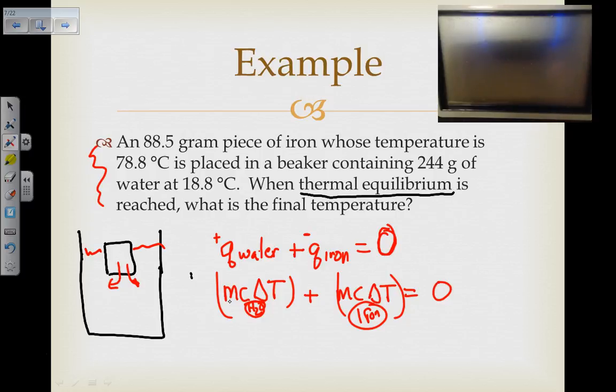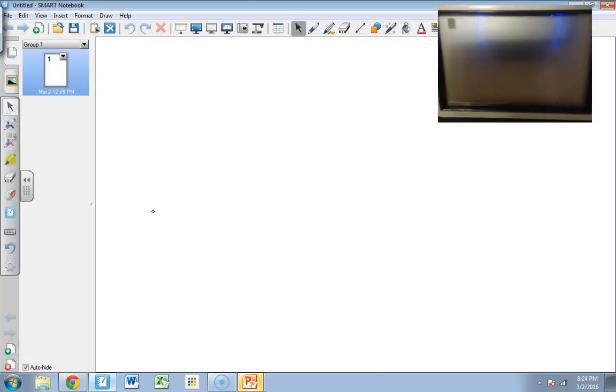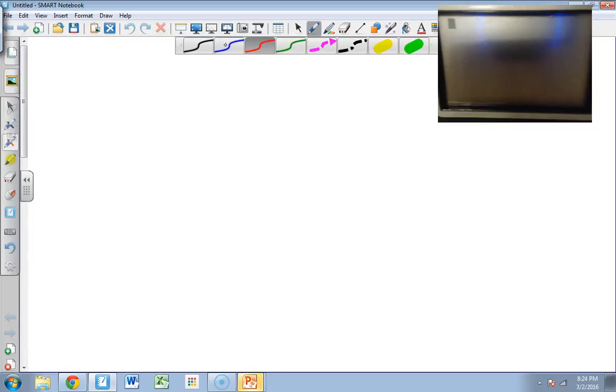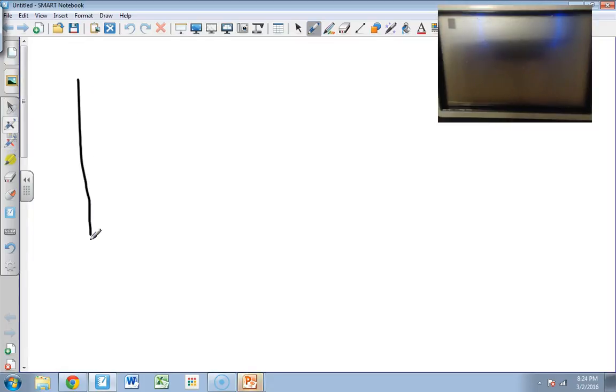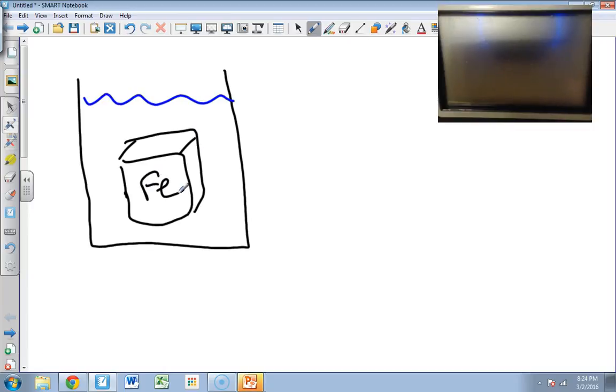So now, do we have the mass of the water? Sure. I think this will be a little bit easier if I go to here. Okay, here I do have blue. Let me draw this again. So we have a beaker, and inside the beaker is water, and now inside the water is that cube of iron, or a block of iron, Fe. So that's what we have set up here.